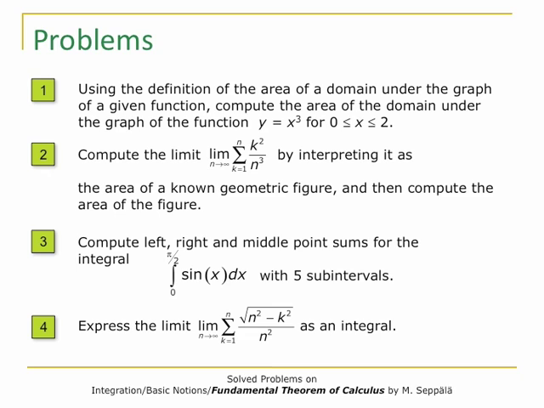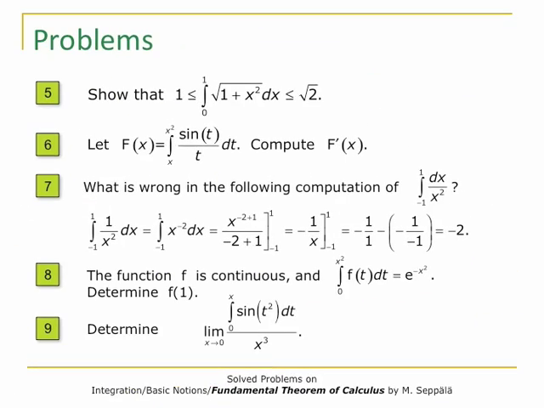In the third problem, we have to estimate the value of the integral from 0 to pi over 2 of sine of x dx by computing estimates with 5 subintervals. In the fourth problem, we have to express the limit as n goes to infinity of the sum k from 1 to n of square root of n squared minus k squared, divided by n squared, as an integral. In the fifth problem, we have to estimate the integral from 0 to 1 of square root of 1 plus x squared, and we have to show that this number is between 1 and square root of 2.